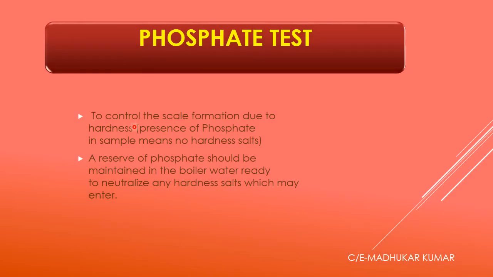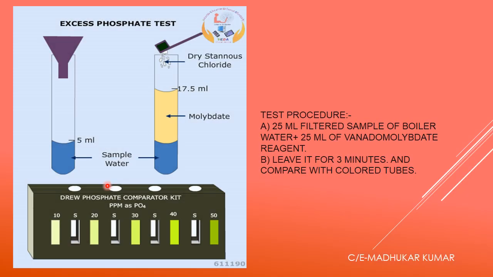Now we are going to see the phosphate test. As we have seen, phosphate controls the scale formation inside the boiler due to hardness. If phosphate is present, it means no hardness salt is there. A reserve of phosphate should be maintained in the boiler water, ready to neutralize any hardness salt which may enter the boiler and cause scale deposition. For this we can use the excess phosphate test.